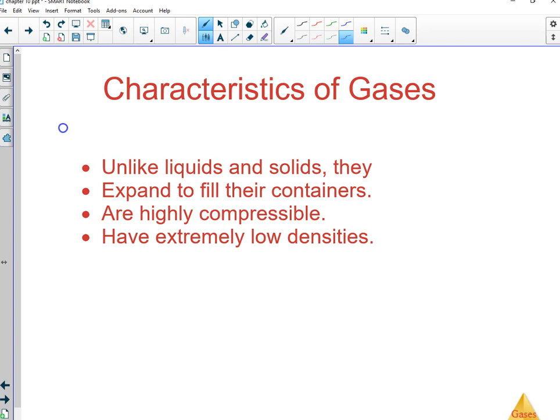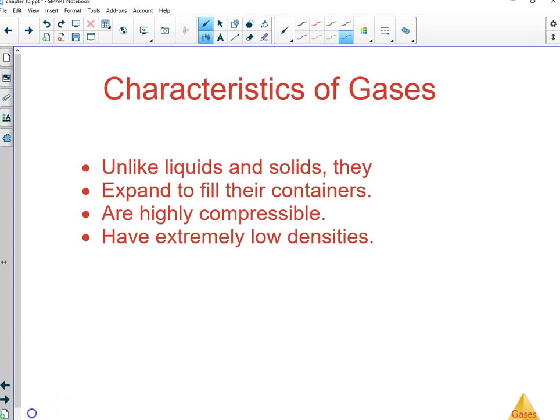Gases will spread out and fill their container as much as possible. All right? They are highly compressible. That means you can squeeze a gas because there's room between their molecules to make them closer. All right? And they have extremely low densities.